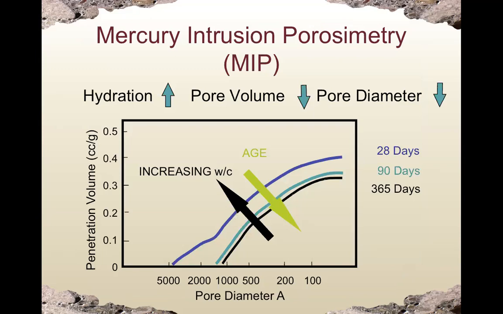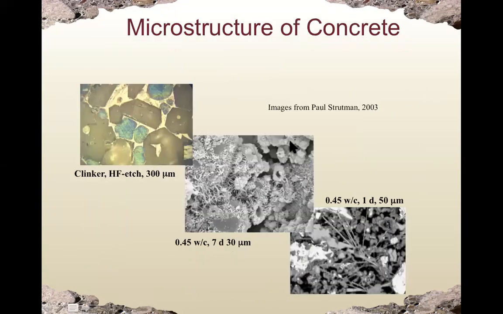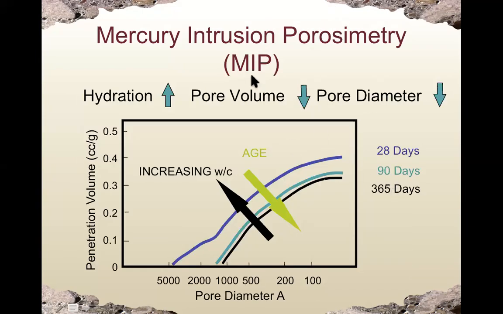Mercury intrusion porosimetry is another method we can use to study the porosity and even pore size of the concrete. Okay. Mercury intrusion porosimetry, or we call that MIP method, is not the focus of this class, but let me just briefly show how this method will work.